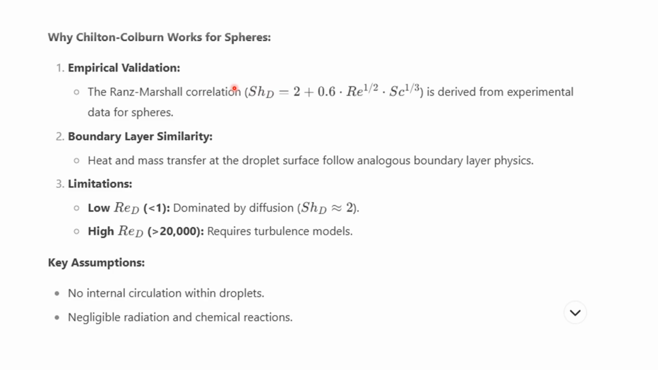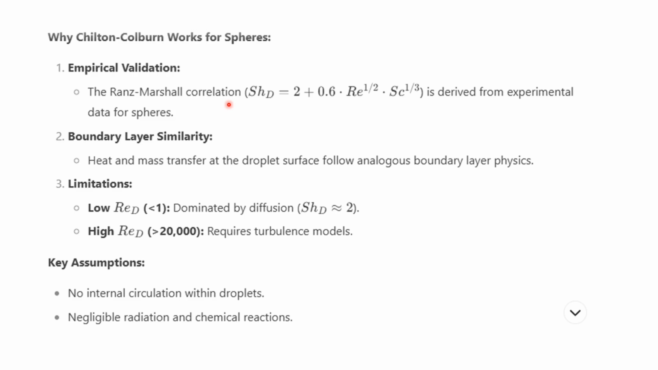The last part of the question is why Chilton-Colburn works for spheres. Now, there are 3 points in this solution. The first one is empirical validation, the Ranz-Marshall correlation. This correlation we have used in the 2 parts of our question.